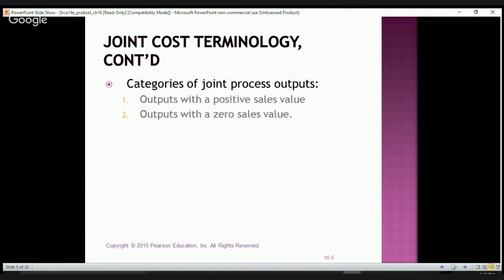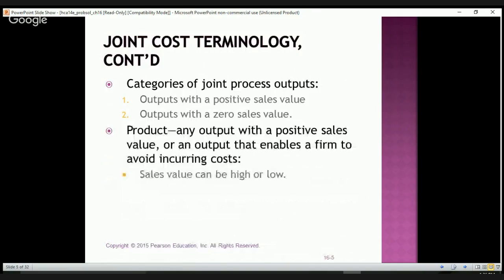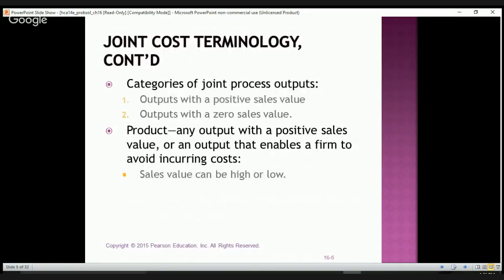We have 2 categories of joint process outputs, which include the outputs with positive sales values and the outputs with 0 sales values. We also have product, which is any output with a positive sales value or an output that enables a firm to avoid incurring costs. Sales value can be high or low.